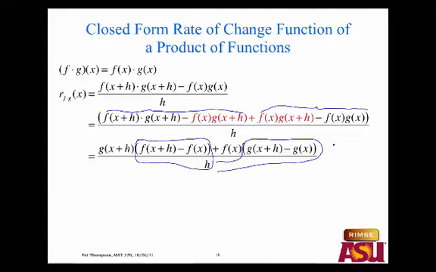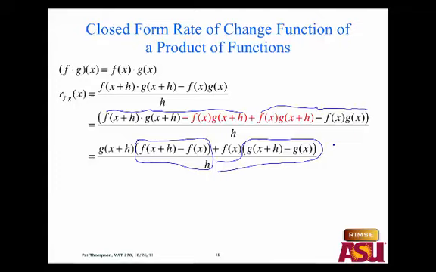very small, we get this. So we get the second function times the rate of change of the first, plus the first function times the rate of change of the second.